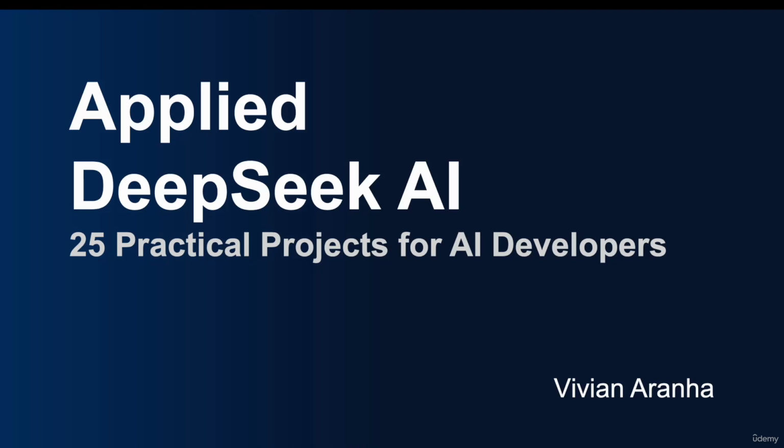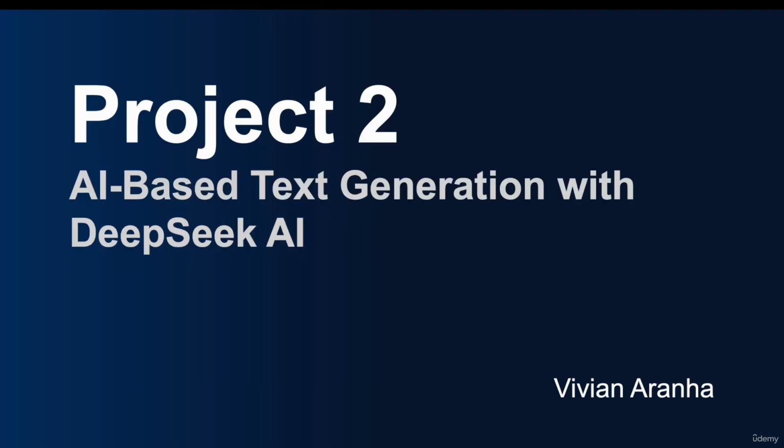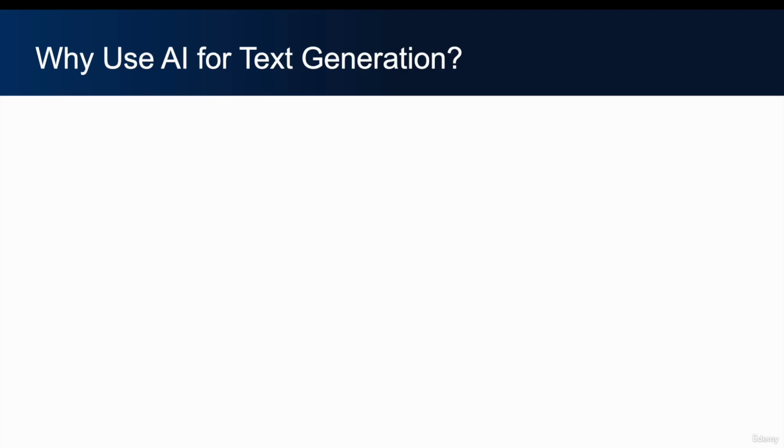AI-powered text generation is transforming how content is created. From blog writing to email automation, AI can generate high-quality, human-like text in seconds. In this video, we will be working on Project 2, AI-based text generation with DeepSeek AI. Now, first question is, why use AI for text generation?